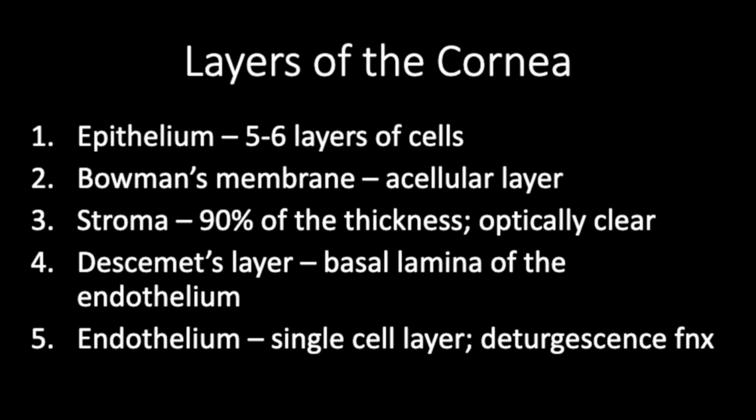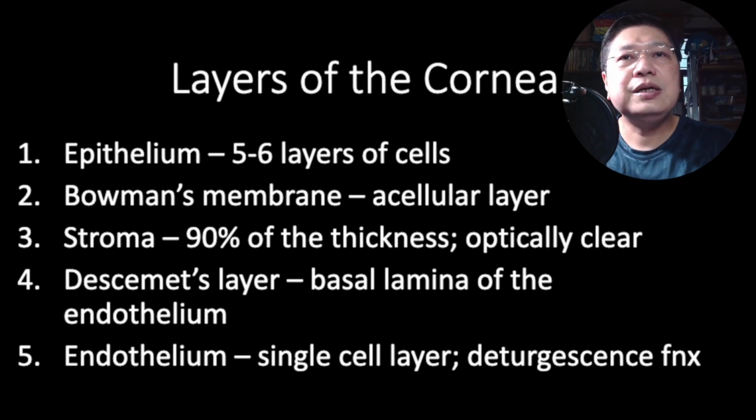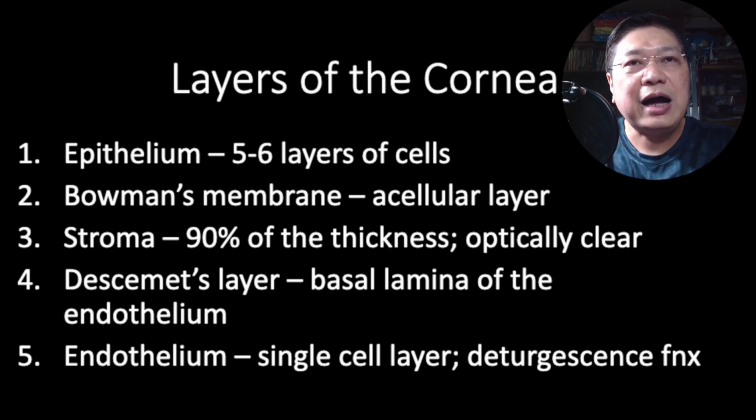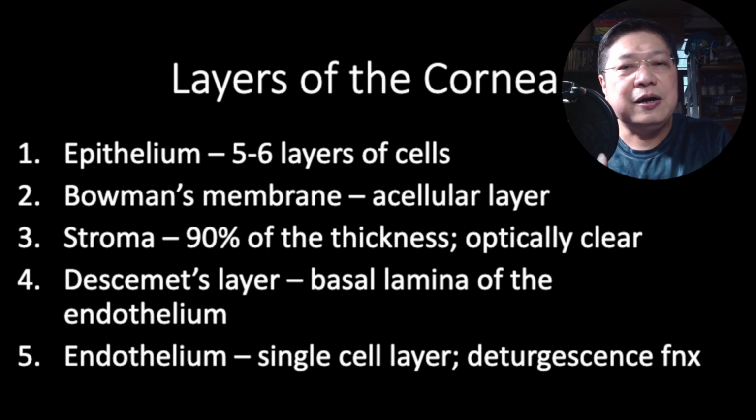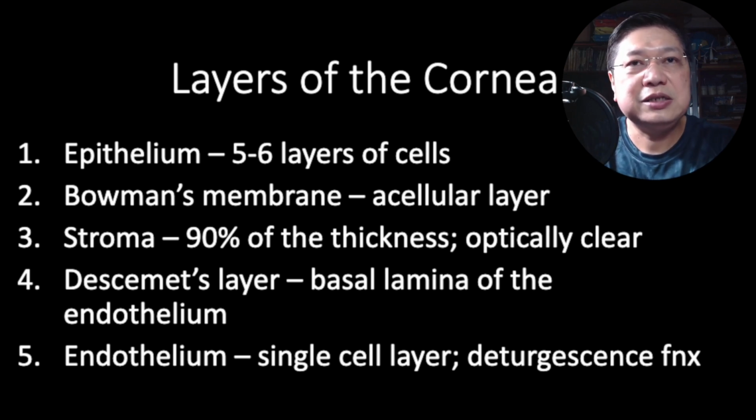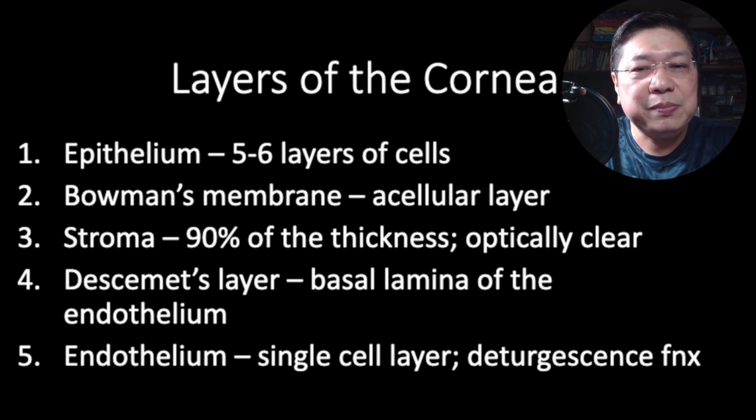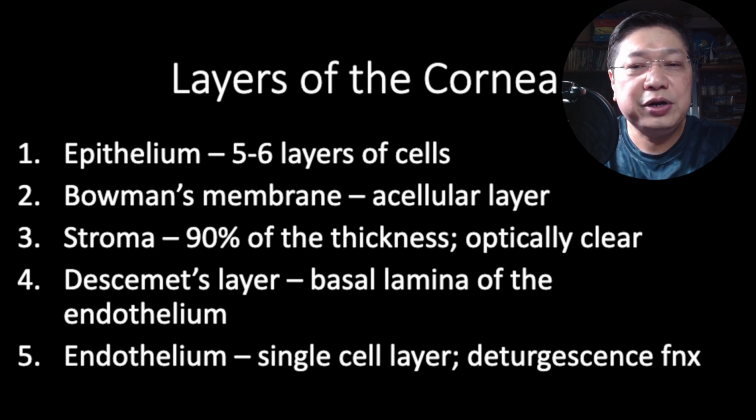Now your cornea has several layers. The epithelium is the outermost part. It's the one in the air. It's the one in the tears. It has 5 to 6 layers of cells. The Bowman's membrane is acellular. It's a very, very thin membrane at the back of the epithelium. The stroma is most of the thickness of your cornea. And it's optically clear. It's crucial because the way the stroma is arranged and behaves determines if your cornea is clear.